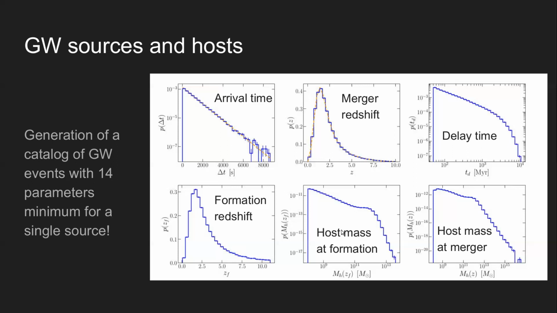Once you know your formation redshift, you can constrain, well, you can draw from another PDF what your host mass is, and then from this bunch of information, you can also compute your host mass at merger. And it is important to have these two values because the properties of your binary depend on the properties of your host at binary formation time, but the clustering properties of your signal, on the other hand, depend on the properties of your host at merger time. So you need to discriminate between these two.